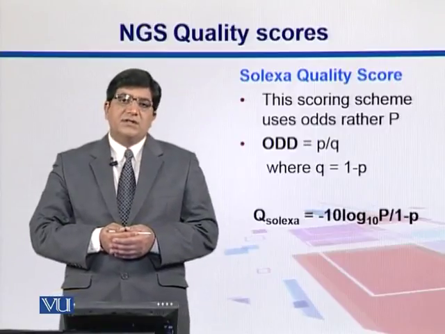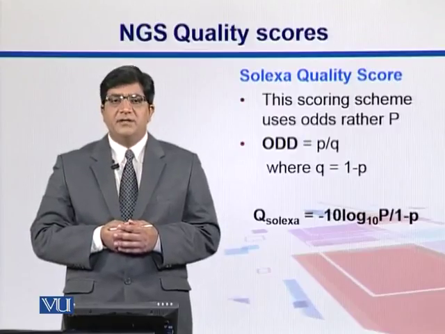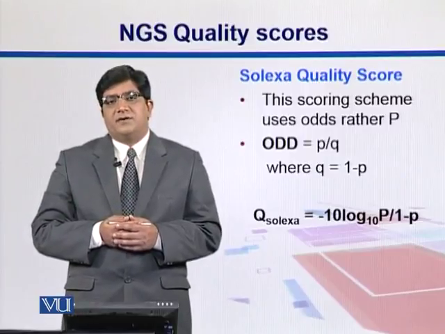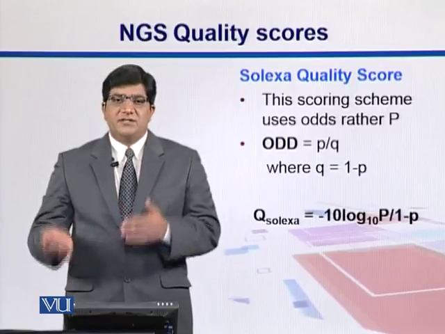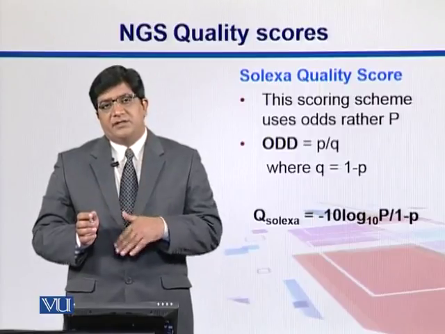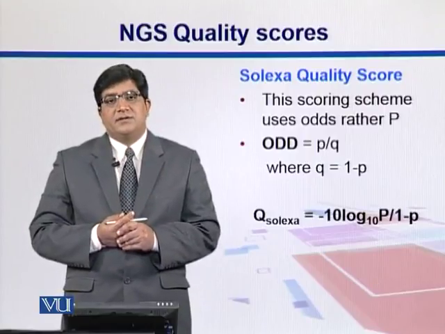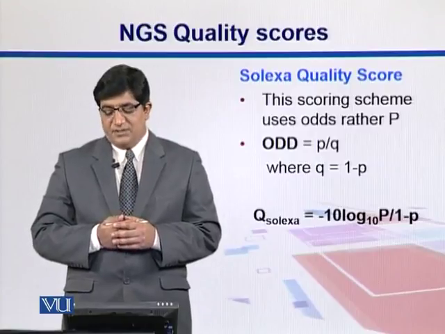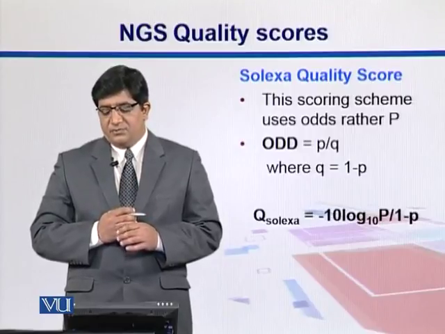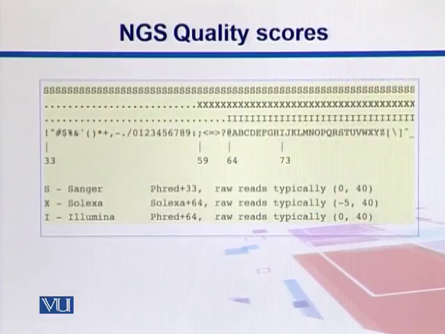In Solexa scores, they have made a small modification. Rather than using the probability, they are using another parameter which we call odds. Odds is the probability of success versus the probability of failure. In this case, we can say it is P over Q, where P is the probability of error, so here it is the probability of failure, divided by the probability of success, that is Q, which is 1 minus P. With this small substitution, everything is the same. In Q Solexa, we have Q equal to -10 log to the base 10 of P over 1 minus P.